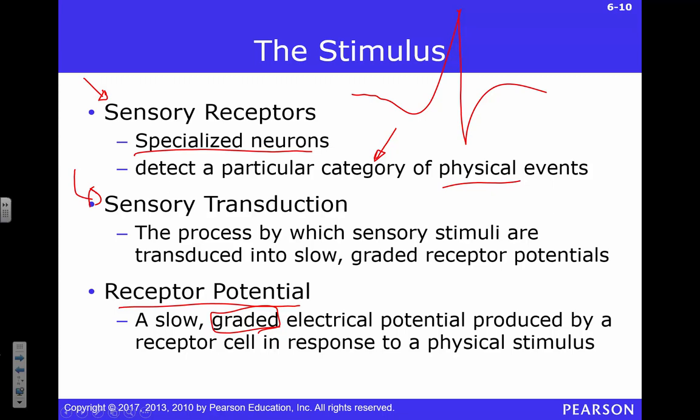Receptor potentials are different though, okay? These are actually graded, right? So these things will go up and down, up and down, up and down, right? As things get excited, they'll move up a little. As they get inhibited, they'll move down a little. That's what we mean by graded. This class is a graded class, right? You can score somewhere between 0 and 100%, right?